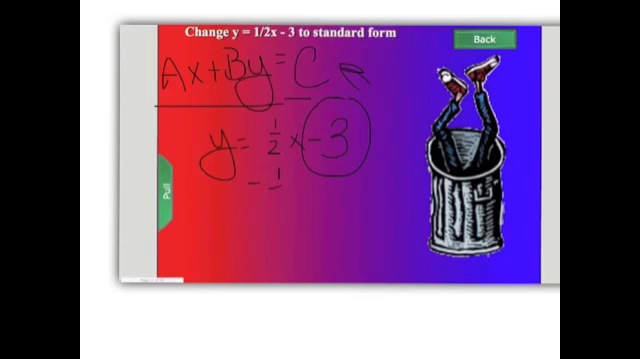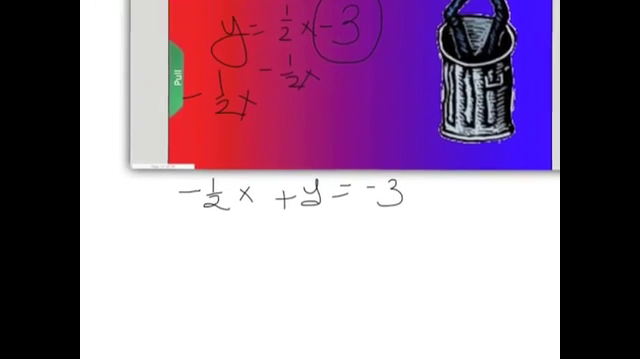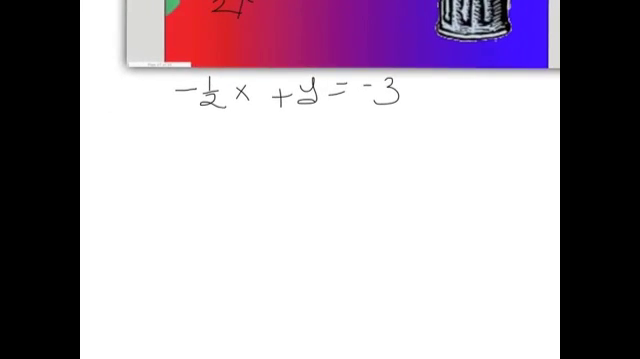So all I'm going to do is subtract 1/2 x here, and do the same over here. And x and y are not like terms, therefore my final answer would be negative 1/2 x plus y equals negative 3. Technically for standard form this is supposed to be in whole numbers only. If that is how you prefer to see it, which is how I would prefer to see it, I would need to go ahead and get rid of this fraction.